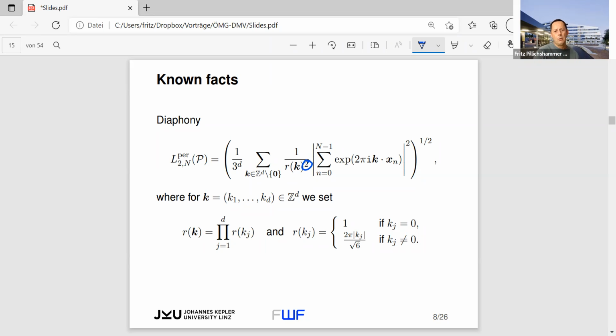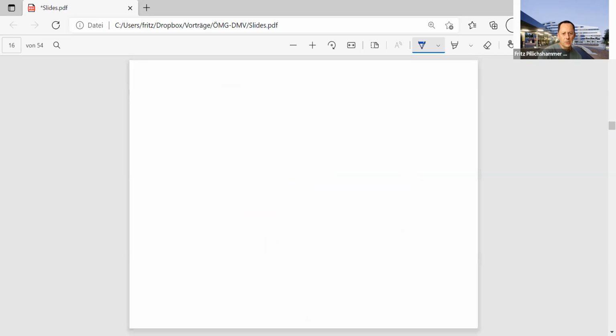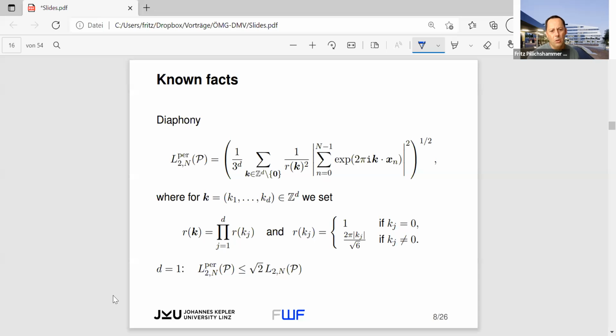And remember, we are interested in relations between the three notions of L2 discrepancy. From this formula, we can deduce easily the relation that the L2 periodic discrepancy is bounded by square root 2 times the L2 star discrepancy. And this bound is even sharp.